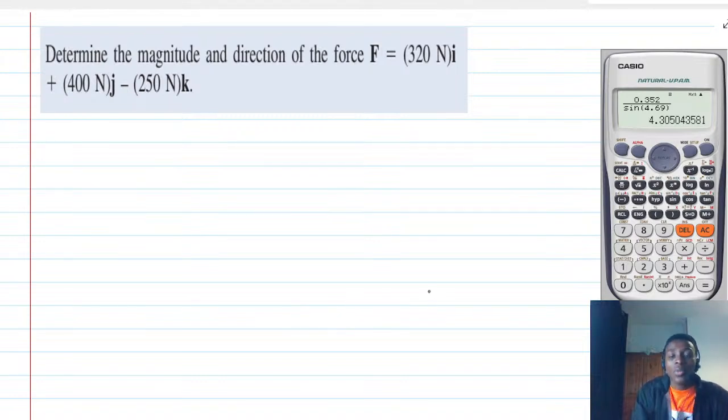All right. So this is how we are going to start. This is actually a simple question which we are going to solve. All right. So this is how we start. There are some equations that we need to know before we can be able to solve.